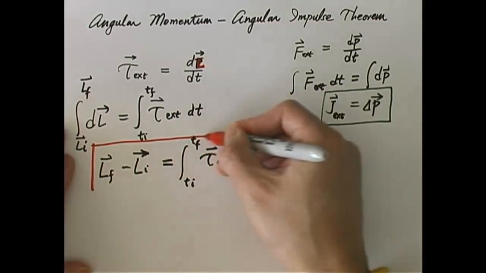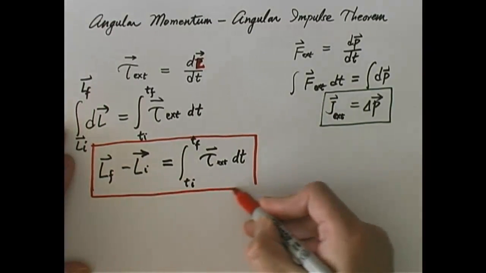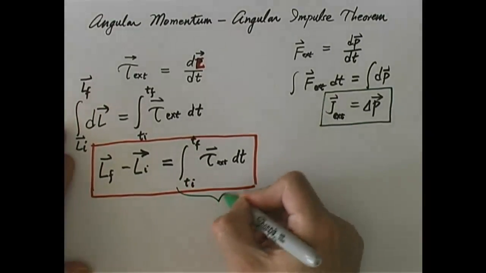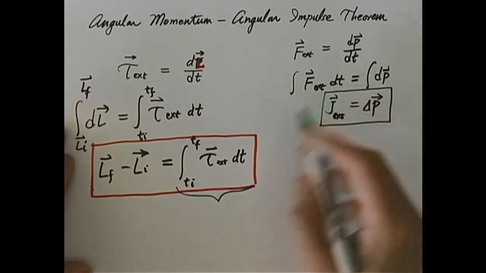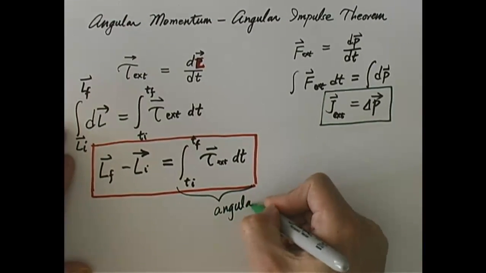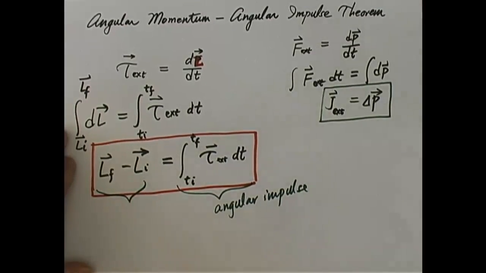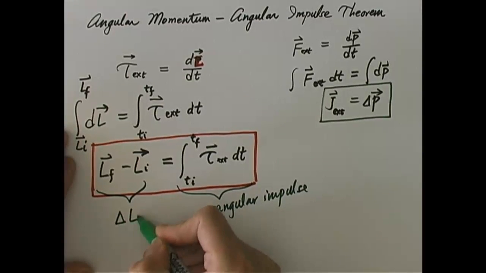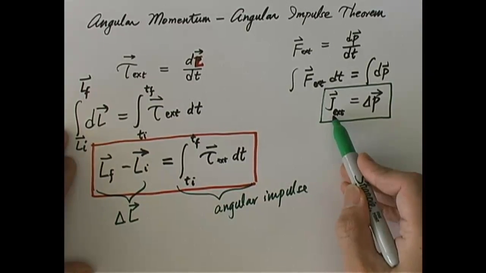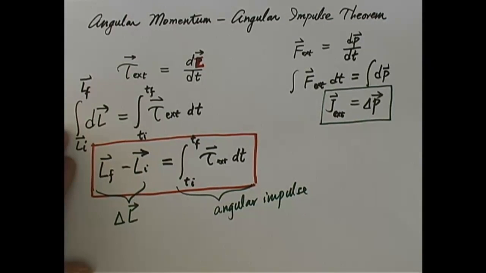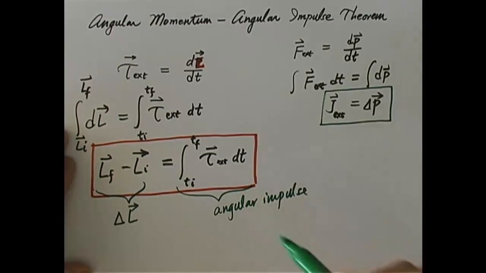It says that the time integral of external torque, which by the way is called angular impulse, just like here this is linear impulse or simply called impulse, this is the angular impulse, equals the change in angular momentum delta L. So linear impulse changes linear momentum, angular impulse changes angular momentum. That is the angular momentum-angular impulse theorem. So even though we may not have conservation of angular momentum, at least we can figure out how much it has changed if I know the angular impulse.